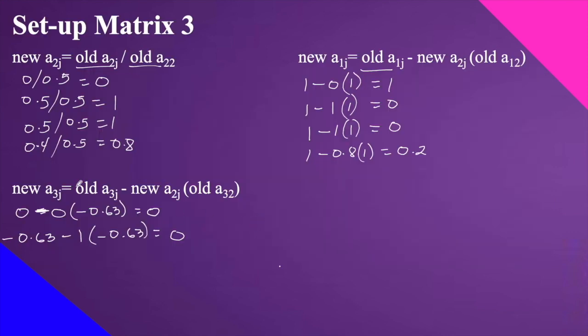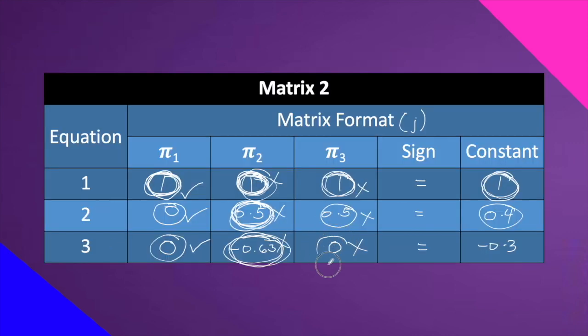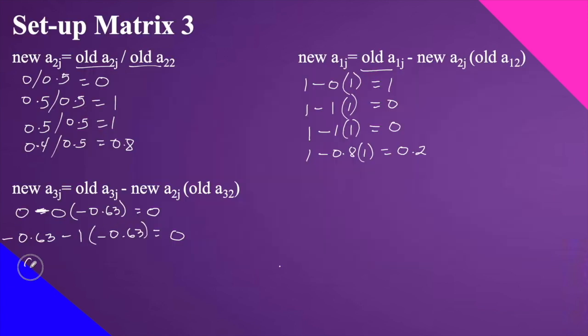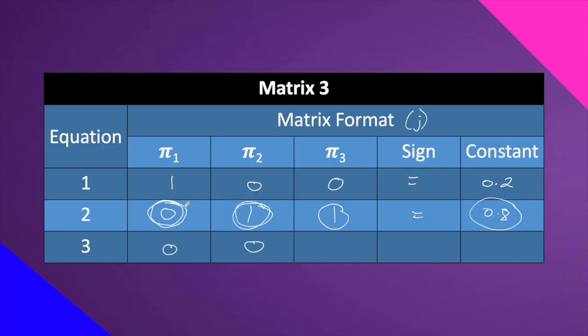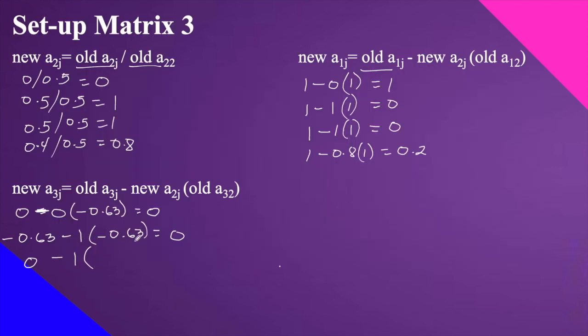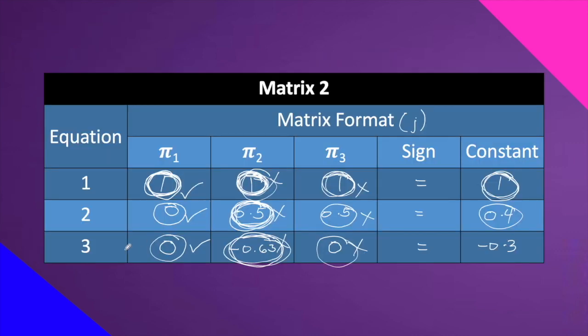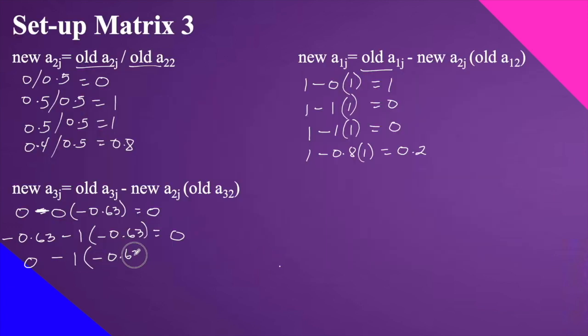Okay? So, next, third na tayo, old A sub 3J or old A sub 3, 3. So, balik tayo, 3, 3. Ito. That is 0. So, let's write it here, 0 minus new A sub 2J. So, new A sub 2J. Ito po, or rather, pang ilan na ba tayo? Pangatlo. No, pangatlo na tayo. Ito. Itong 1 na yan. Okay? So, 1 multiplied to old A sub 3, 2. So, old A sub 3, 2. Negative 0.63. So, negative 0.63. Now, negative 0.63 times 1 is negative 0.63. 0 minus negative 0.63 magiging plus. So, basically, this will be 0.63.